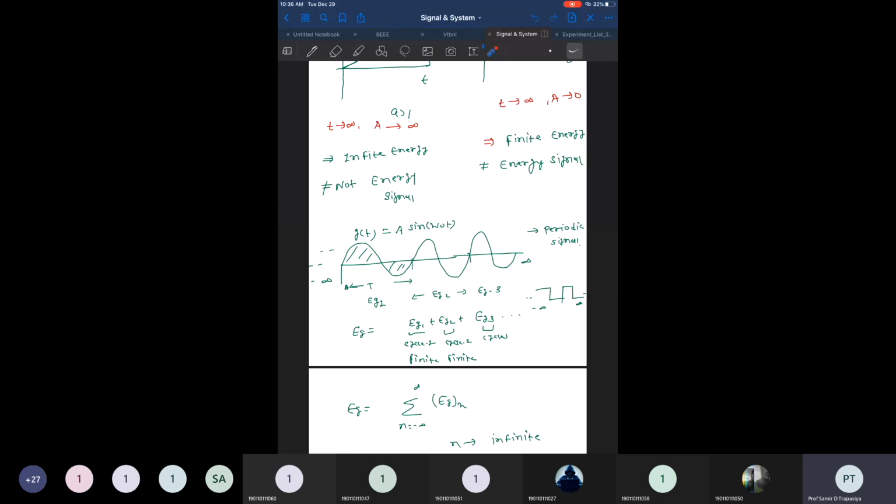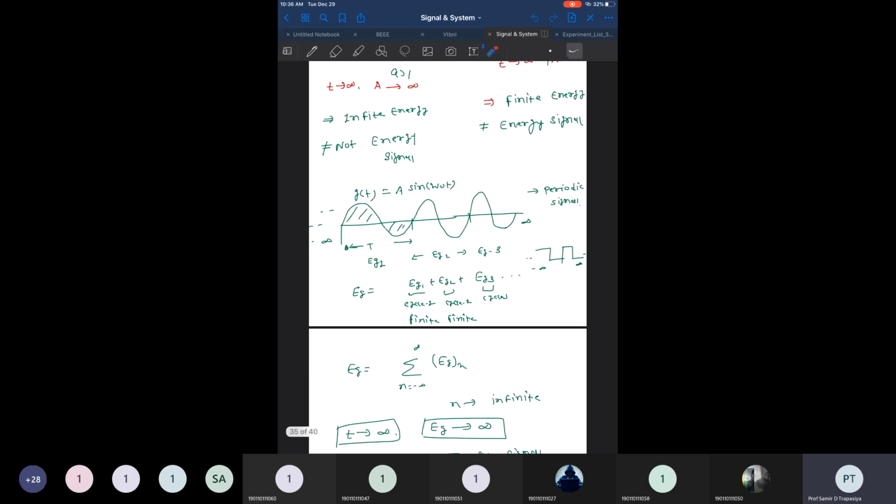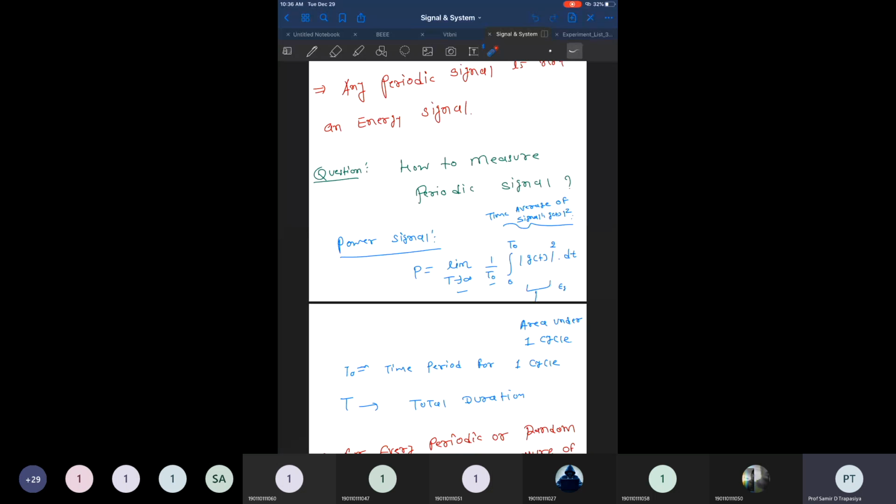So for a periodic signal, energy doesn't work as a measure, right? So what is the measure here? For such cases, we can find the power of the signal, and power is considered as the energy consumption, or energy per time duration. So energy per time duration is considered as power. So we can define the power of the signal P as a limit as t approaches infinity.